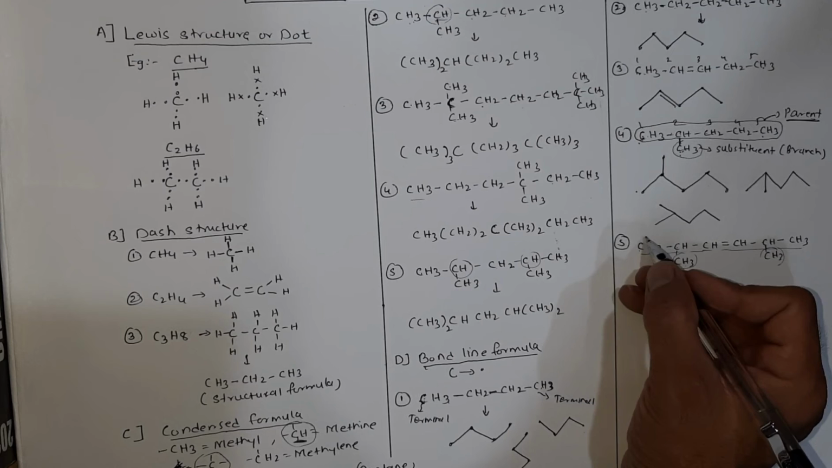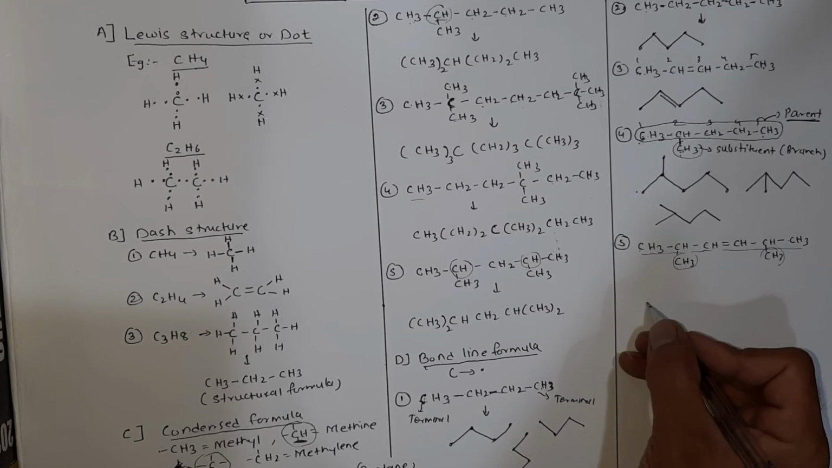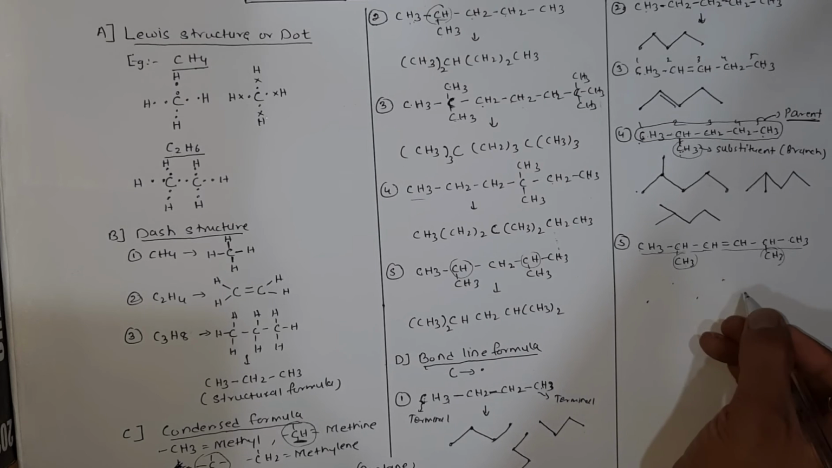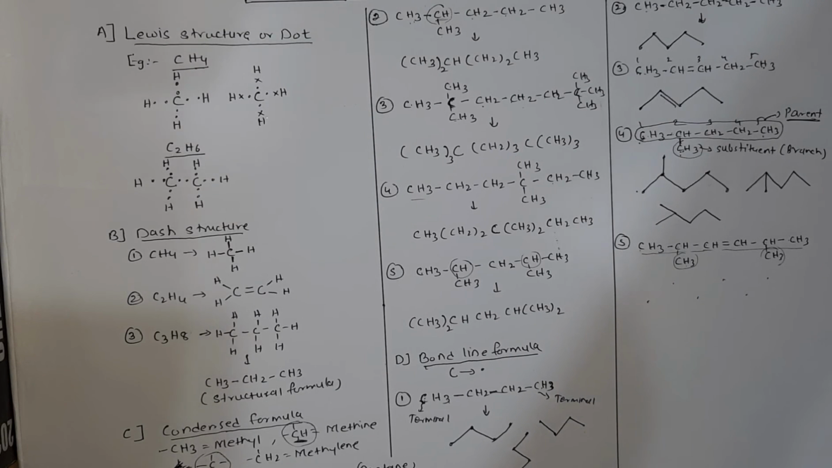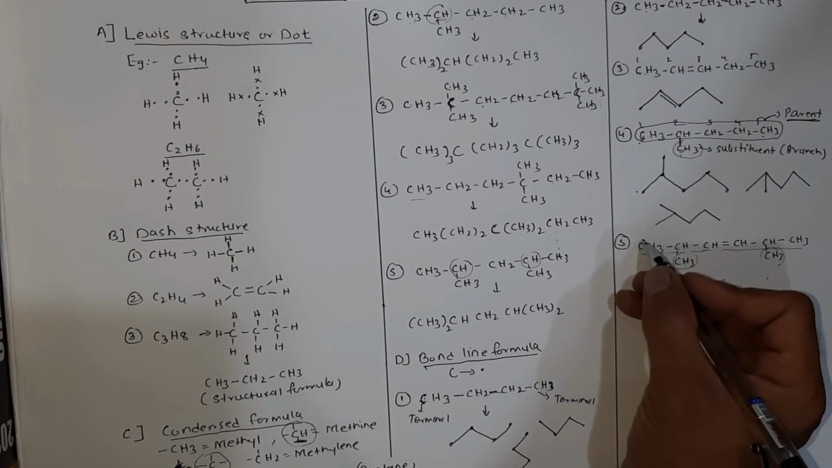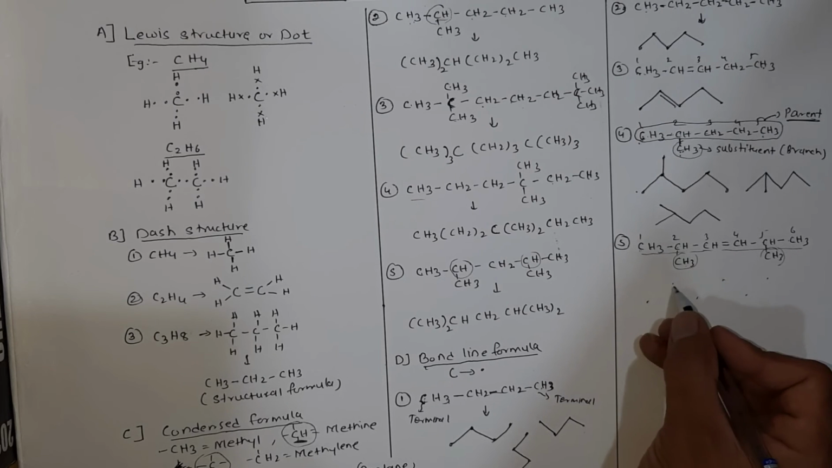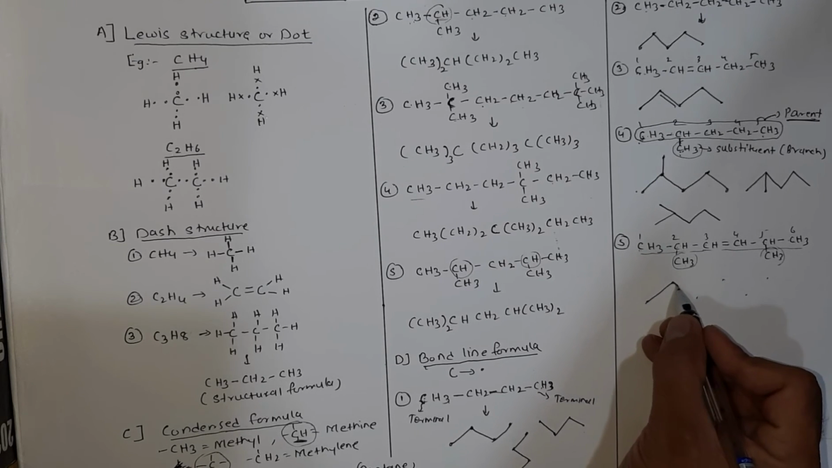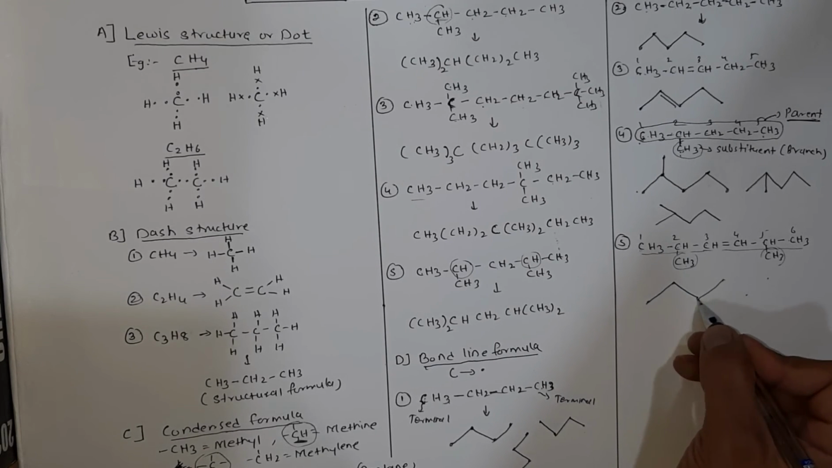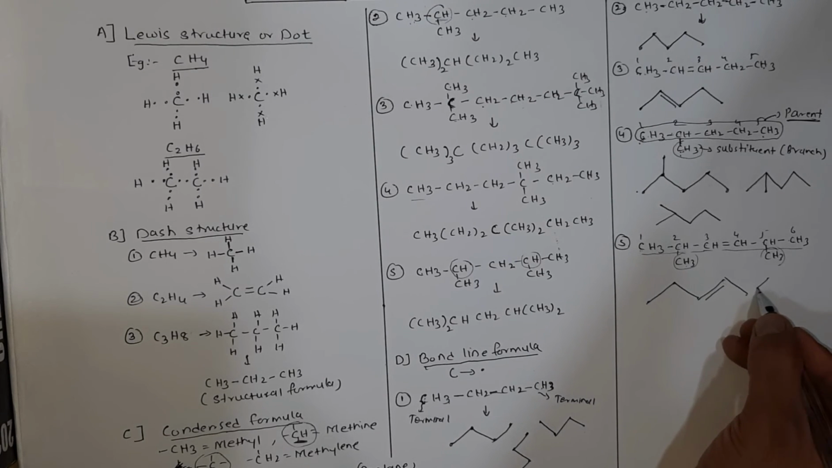So how many carbons? 1, 2, 3, 4, 5, 6. So make 6 dots in a zigzag manner. Now all of them are attached by single bond, but there is one double bond, so you number it 1, 2, 3, 4, 5, 6. First and second single bond, second and third single bond, third and fourth double bond, fourth and fifth single bond, fifth and sixth single bond.